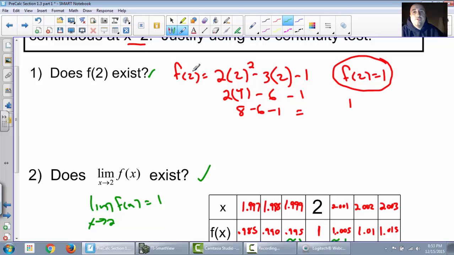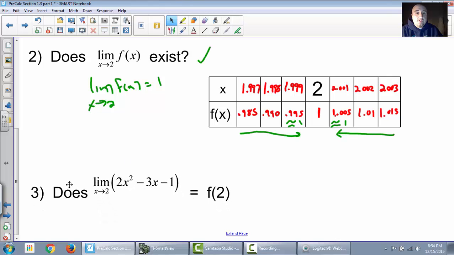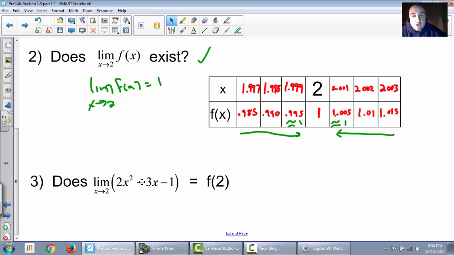We are also good for the first one. f of 2 equals 1. That exists. Now the last part of proving whether this is discontinuous is to show that the limit of your function is equal to the same thing as part 1. So is number 2 equal to number 1? What was the limit of our function? That's part 2. It was equal to 1.